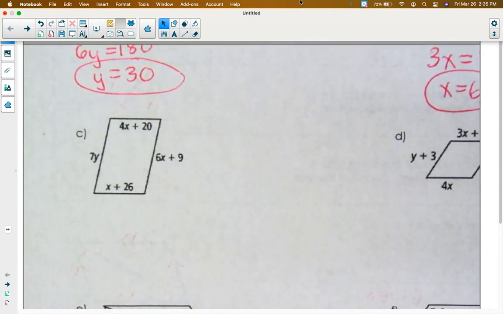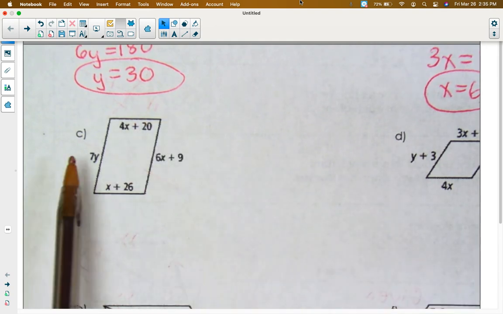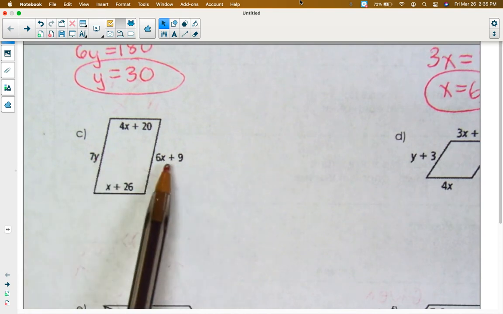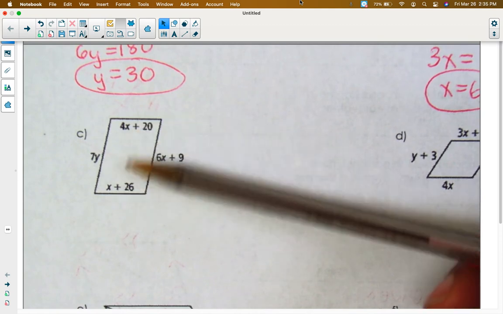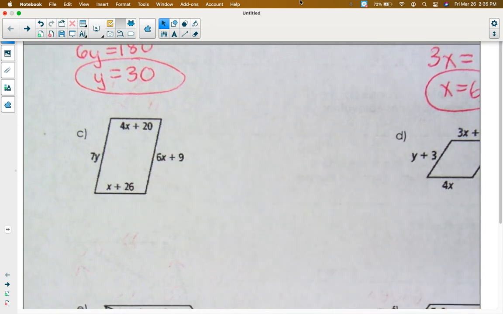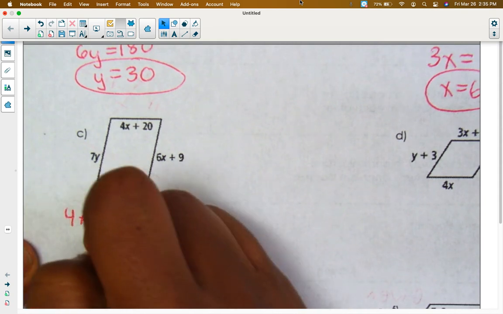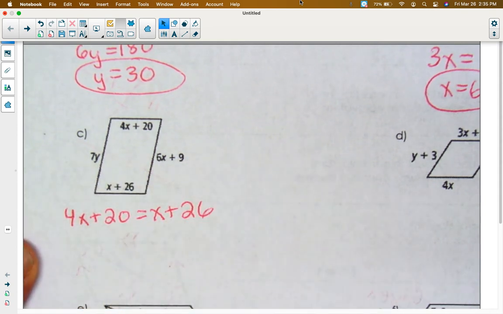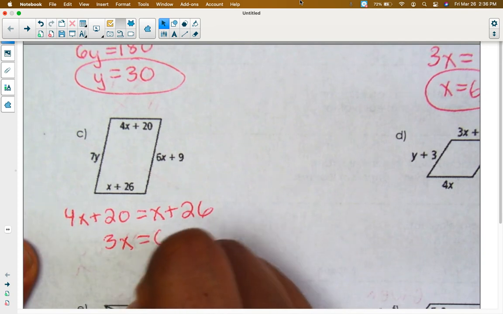These opposite sides are equal to each other. So the top and bottom are equal to each other and the two sides are equal to each other. Since this has a y and this has an x, they have two different variables. I'm going to start by focusing on these two right here so I can figure out what x is equal to. So 4x plus 20 is equal to x plus 26. We can go through and solve this equation, subtract x from both sides, subtract 20 from both sides, and divide.